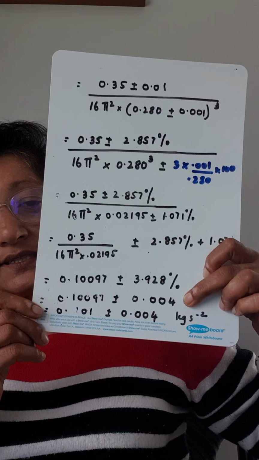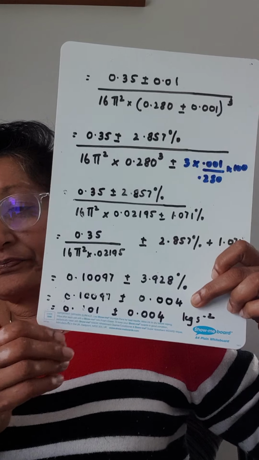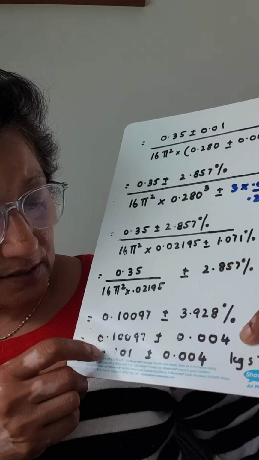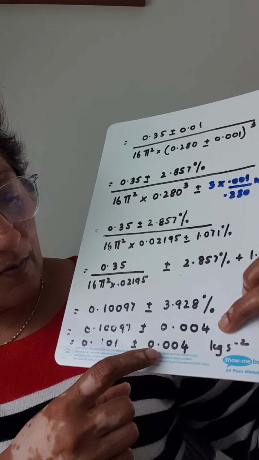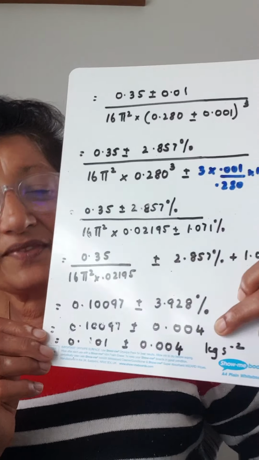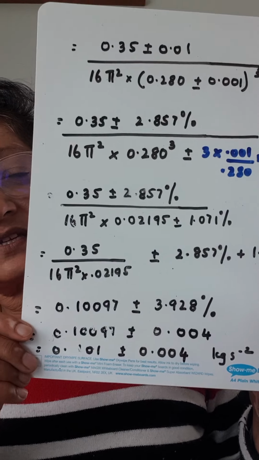And the very last step is that the thing has got rubbed off. Okay, sorry, I put a paper over it. 0.101 plus or minus 0.004. So this one has got rubbed off. Okay, so that's your theoretical gradient.